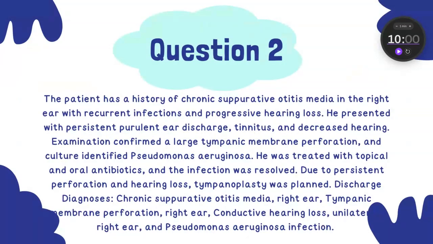Patient has a history of chronic suppurative otitis media in the right ear with recurrent infections and progressive hearing loss. He presented with persistent purulent ear drainage, tinnitus, and decreased hearing. Examination revealed a large tympanic membrane perforation, and culture identified Pseudomonas aeruginosa. He was treated with topical and oral antibiotics. The infection improved or resolved. Due to persistent perforation and hearing loss, a tympanoplasty was planned. Discharge diagnoses: chronic suppurative otitis media, right ear, tympanic membrane perforation, right ear, conductive hearing loss, unilateral right ear, and Pseudomonas aeruginosa ear infection. And I don't have any guidelines to report on this one.